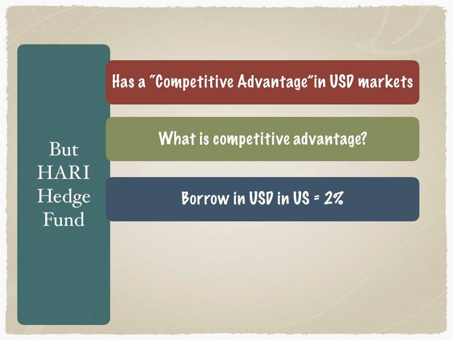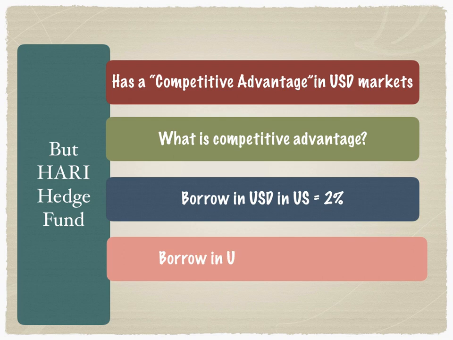Competitive advantage for Hedge Fund is to borrow in USD at 2%, but if it were to borrow USD in the Eurozone, the cost would be higher, at 2.5% per annum. Therefore, for Hedge Fund, it makes more sense to borrow in USD in the US because it has a competitive advantage in the dollar market in the United States for multiple factors.